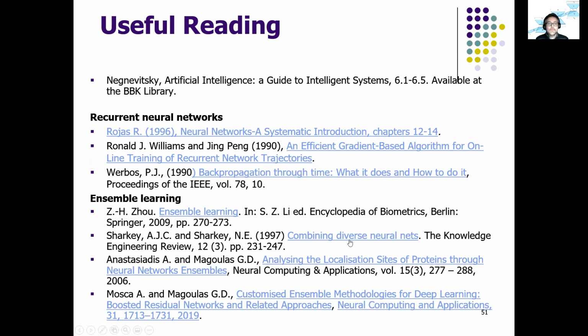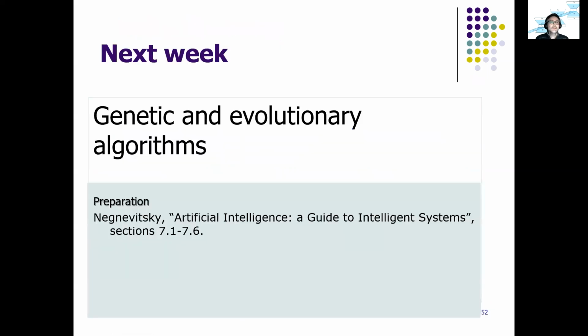And for ensembles, some online sources on the methods that I covered: ensemble learning in general, the diversity, a very important paper from 1995, the notion of ensembles. This is the work that we did with diverse ensembles on the localization sites of proteins. And this is one of the latest papers we published on this idea of deep incremental boosting, in Neural Computing and Applications. You can find it online. You can download it.